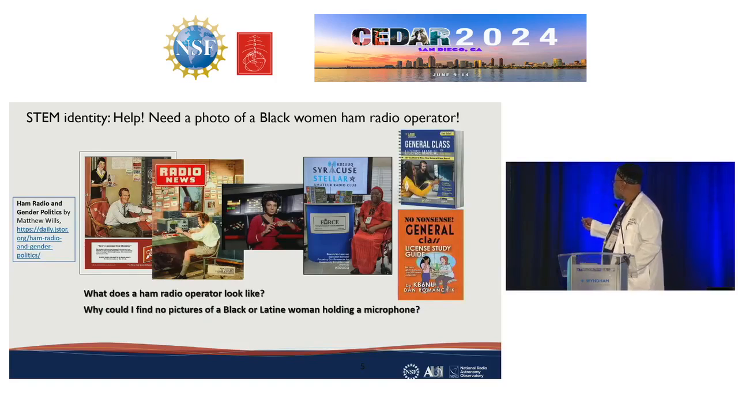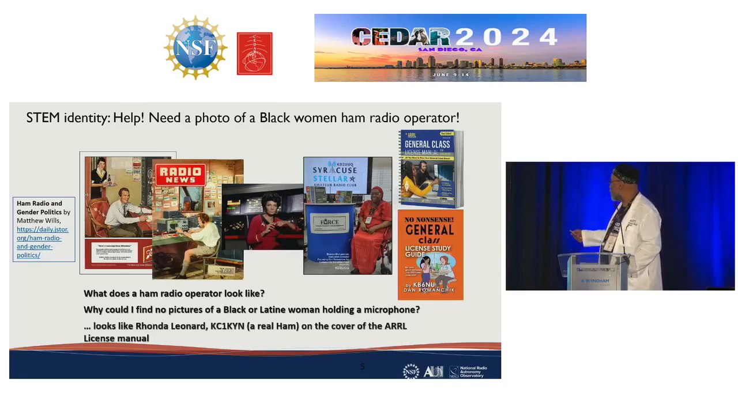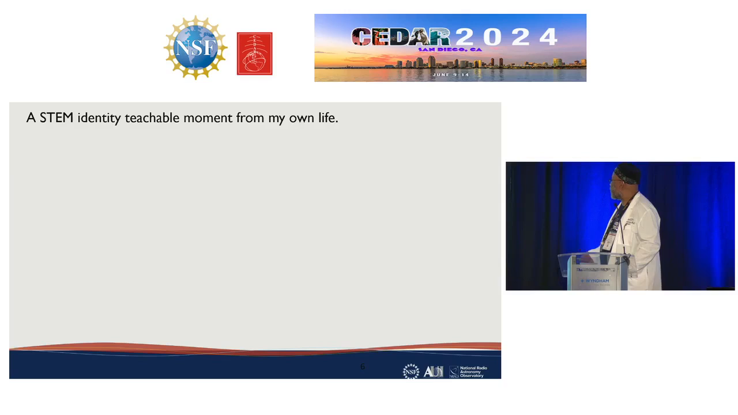Well, here we are, fast forward to today. The general class license manual has a real Black woman ham radio operator, Rhonda Leonard. There's her call sign on the cover. And the other guide that we use in our class, the general license study guide by Dan Romanchak, also has a cartoon character of a Black woman. So we're getting there.